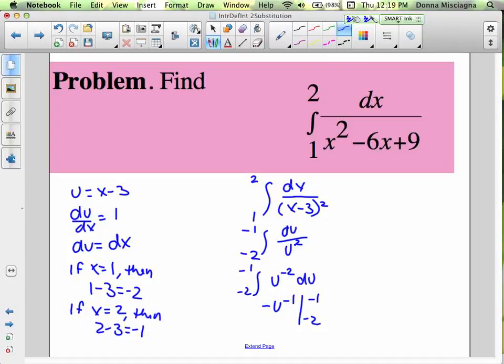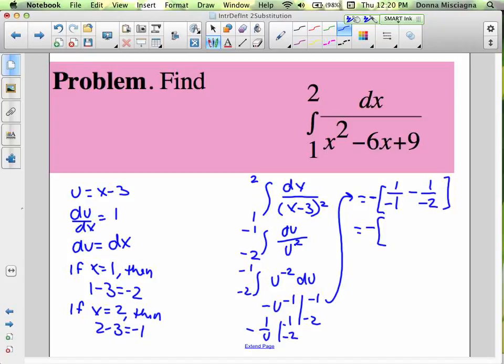Let's leave the negative to the end here. Instead of having it as u to the negative 1, I'm going to rewrite it as 1 over u. So this is the same as negative 1 over u, from negative 2 to negative 1. So we have 1 over negative 1 minus 1 over negative 2, from high to low. So this is negative 1, and then plus 1/2. So that's a negative half, so that's positive 1/2.